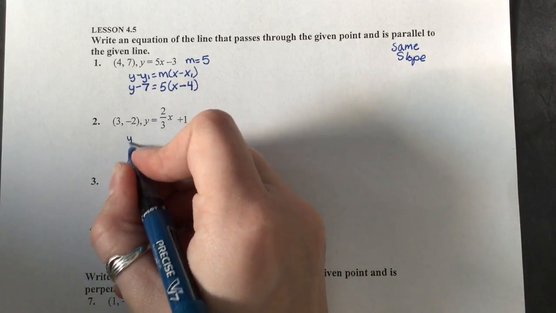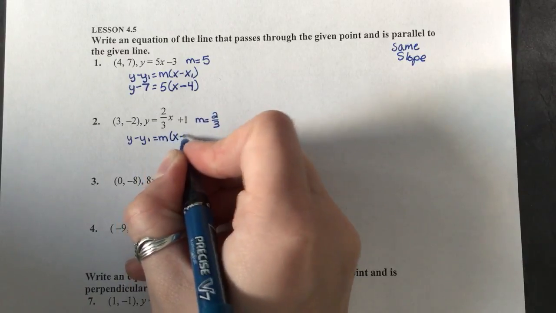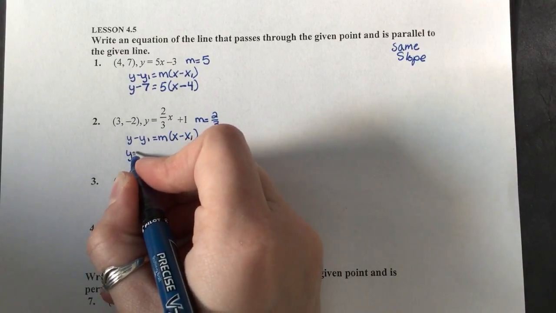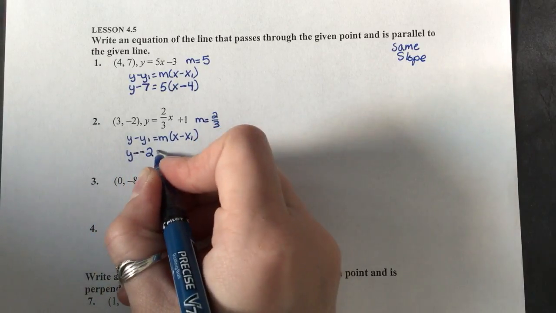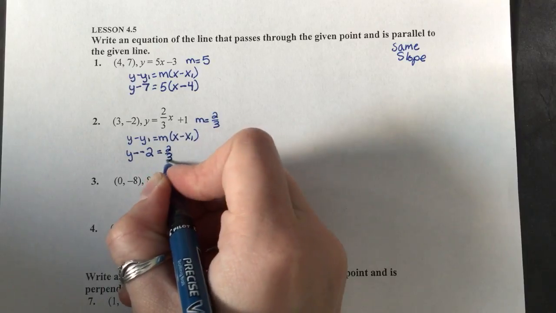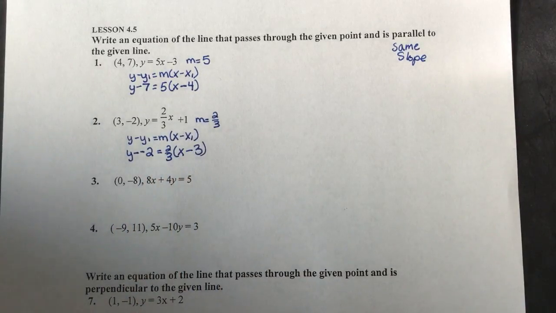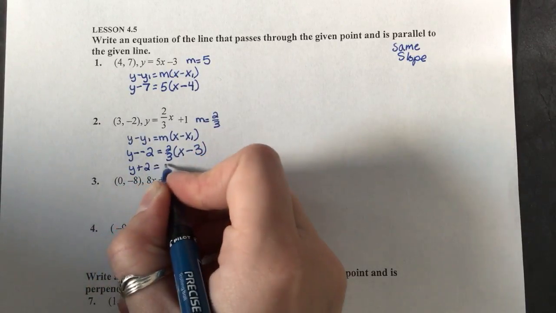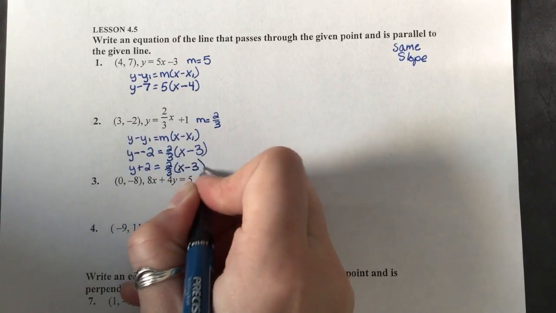So y minus y1 equals m times x minus x1. Y minus -2 equals 2/3 times x minus 3. Minus a negative is plus, so y plus 2 equals 2/3 times x minus 3.